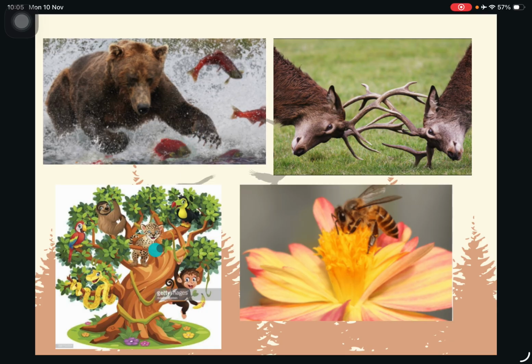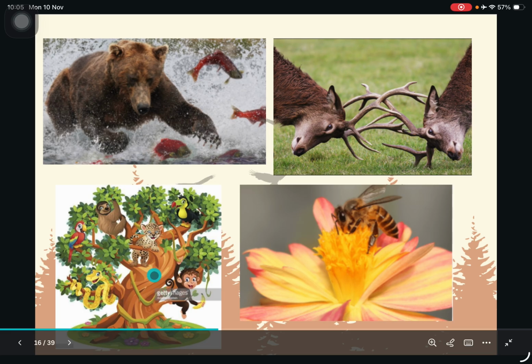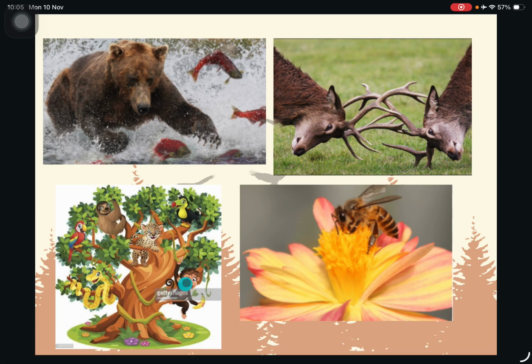A living thing will depend on another living thing for shelter or for their home. Let's say, for example, the bird. The bird is a living thing. The tree is a living thing. The bird needs the tree for shelter. So the bird lives in the tree for protection and for resting.